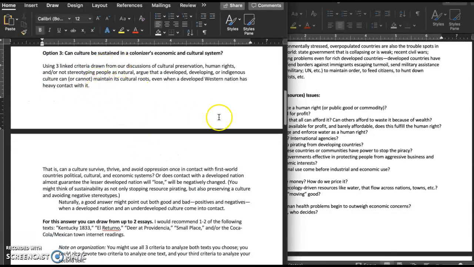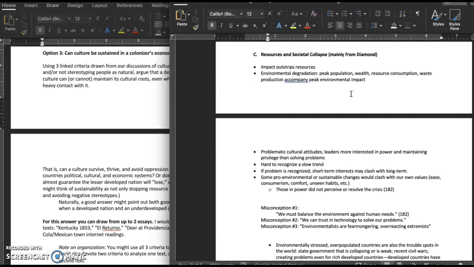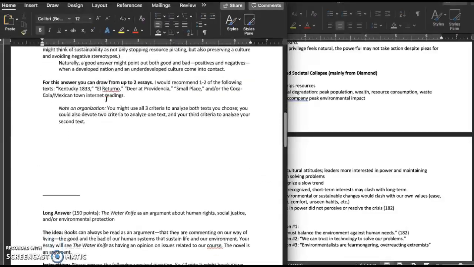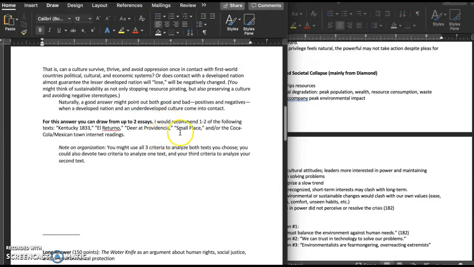So this one's pretty open, and you can pretty much choose anything off of this document, and that would be okay with me. All right, and do note that I said you can use up to 2 essays. You don't have to choose just one. You can choose just one. You could just work from any of these, just one of these.